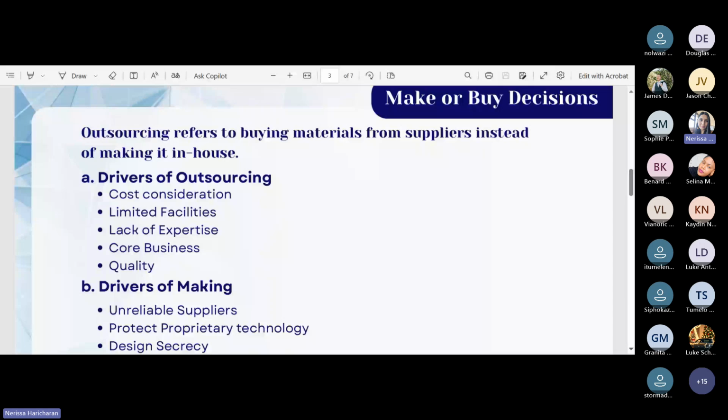The next one is core business. If it's not a primary function or a primary activity within your organization that generates revenue, you would like to concentrate on core business activities. It makes more of a strategic decision than focusing on things that are not part of your core, and just allowing the non-core activities to be outsourced. And then the last one is quality. So an organization may take advantage.